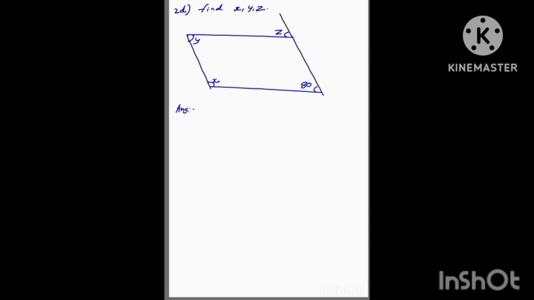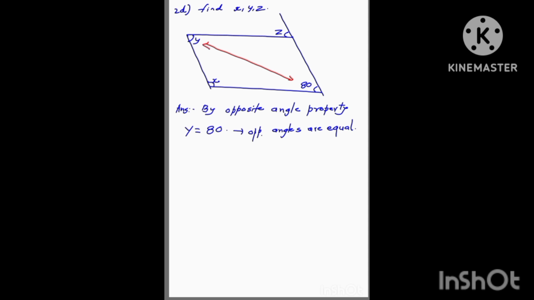Okay, so answer. Now by the angle property related to the parallelogram, opposite angles of the parallelogram are equal. This property we are going to use. Now clearly y is equal to 80. So one we got. Another, I will just highlight it. These are the opposite angles, and these are the adjacent angles. See this. And what is another property?